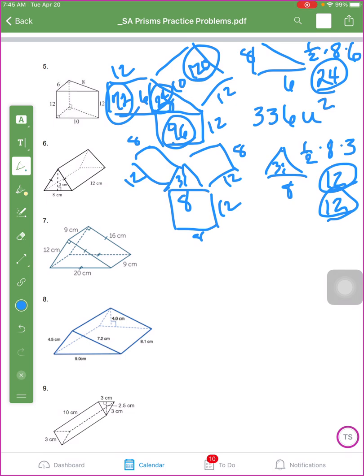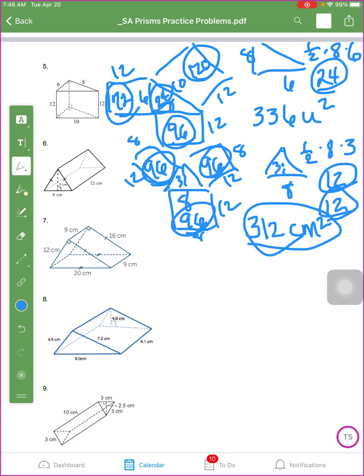And then because this is an equilateral triangle, all these other rectangles are the same. So 8 times 12 is 96. So we have 96 here, 96 here, and 96 here. So 96 times 3 plus 12 and 12 is going to give us a surface area of 312, and this is going to be centimeters squared. So that's our answers for those two.